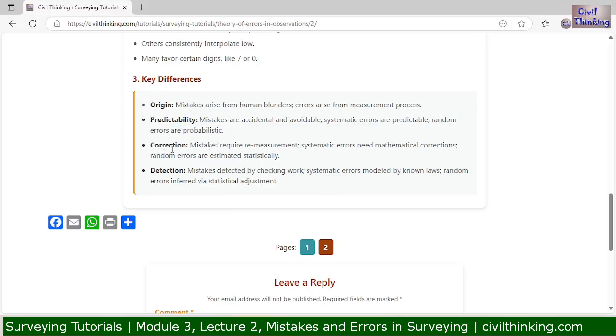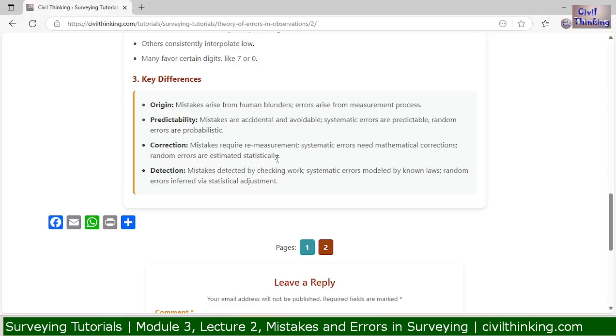Now, corrections. How do we correct mistakes? We have to measure again. When something is left which you could not correct, it can be treated as an error. Systematic errors need mathematical corrections. For example, if a tape has expanded due to high temperature, you will add a negative correction. If it has shrunk, you will add a positive correction.